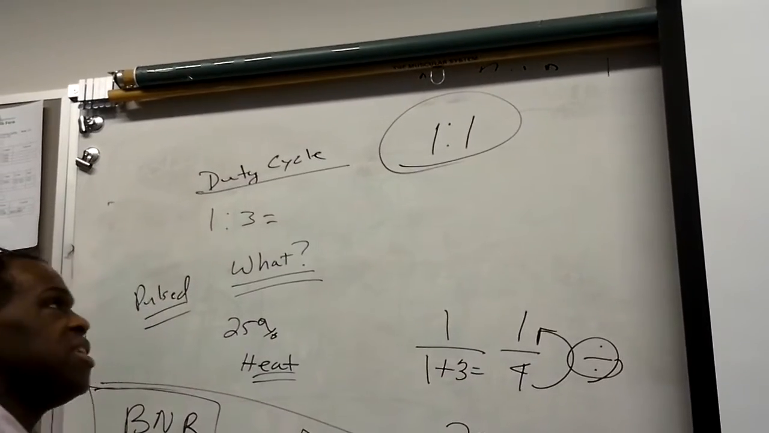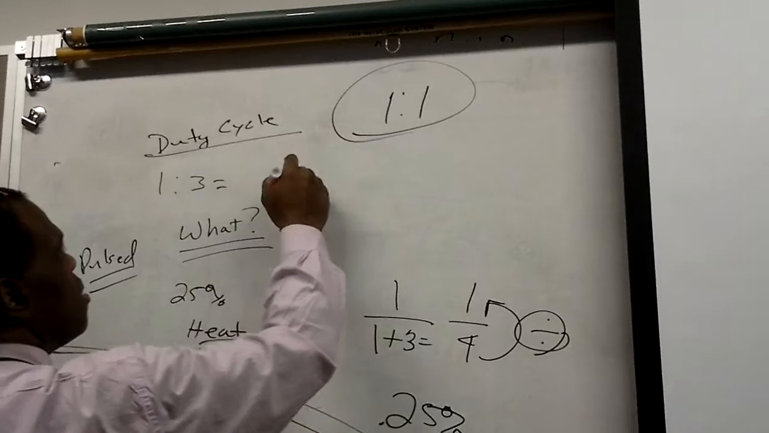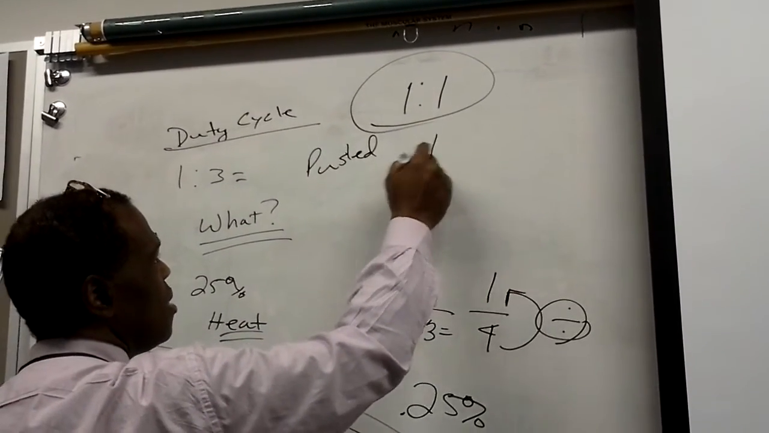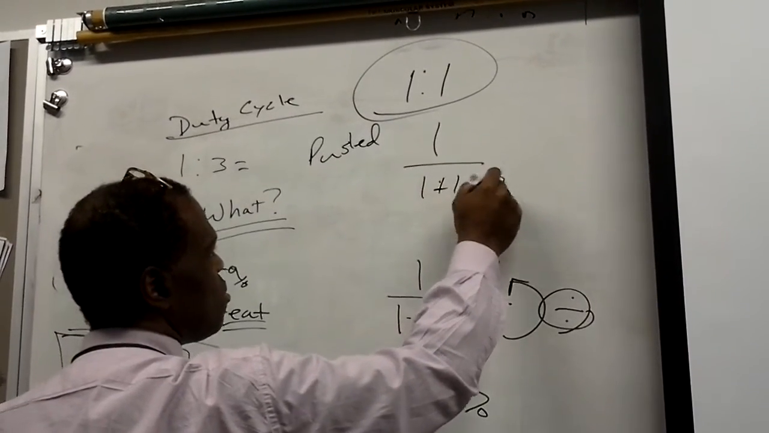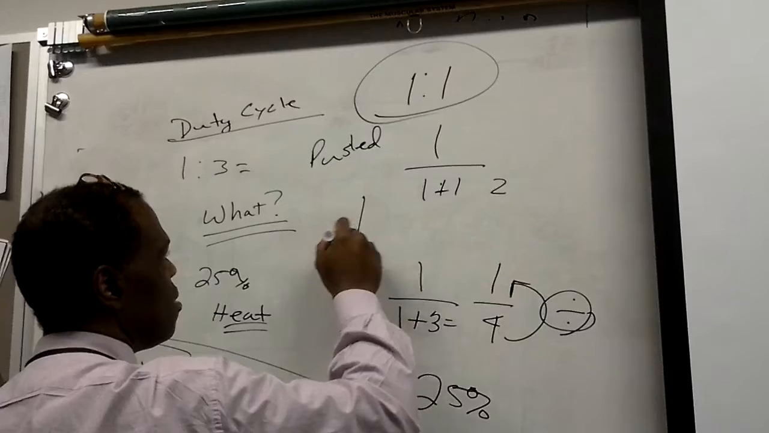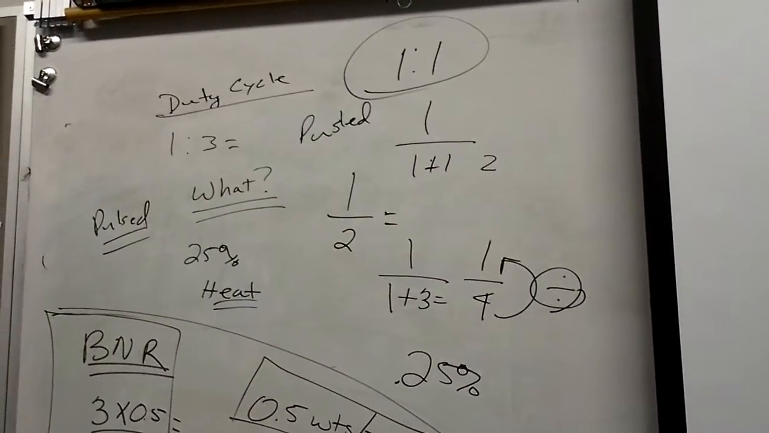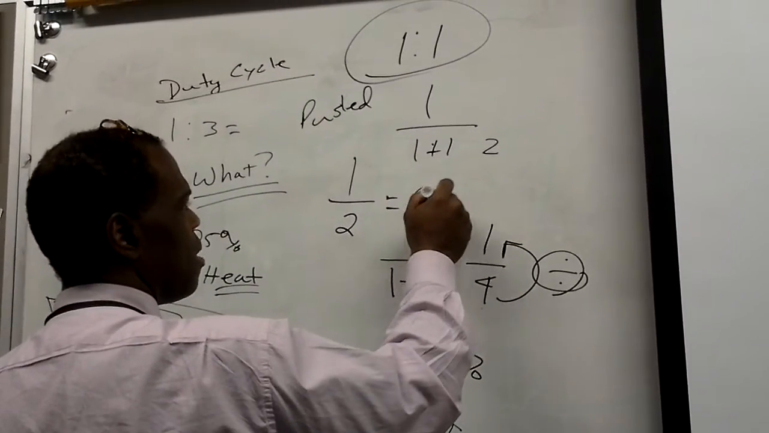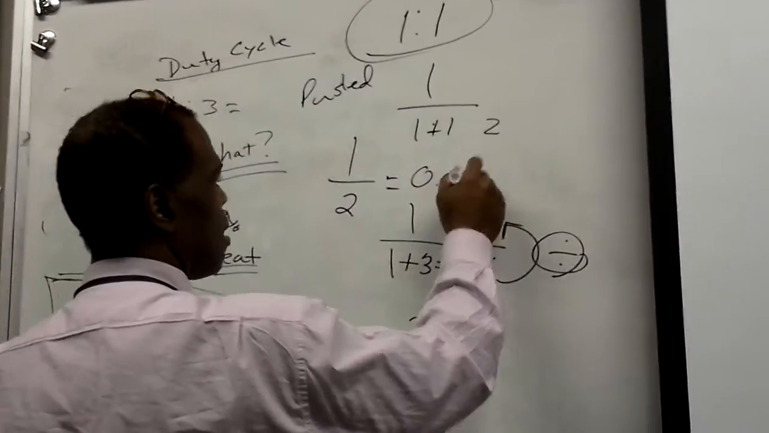Well, I purchased the machine, and that's the duty cycle. What percentage of heat is coming out of that sound head? 50. So 1 over 1 plus 1 equals 2, divided by 1. That's half. That's 50%.